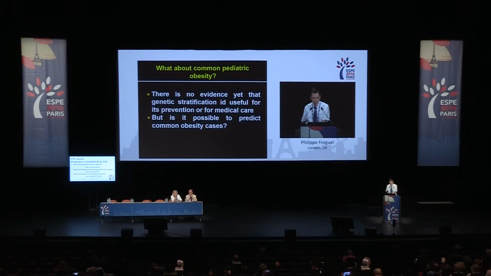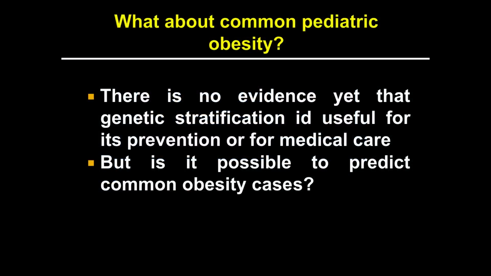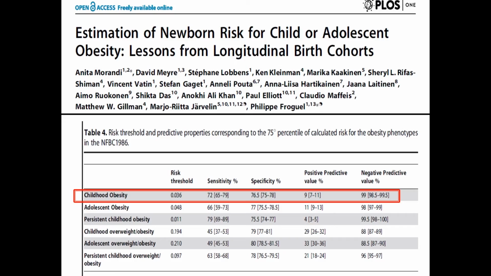So today, what about common obesity? To finish, I will say that there is no evidence yet that genetic stratification is useful for the prevention or for the medical care of common obesity. But is it possible to predict common obesity? We published a couple of years ago this paper, which is absolutely not based on genetics, but on very simple clinical data and familial data. And as you can see here, we have a good specificity and sensitivity in the prediction of obesity in children in different populations.